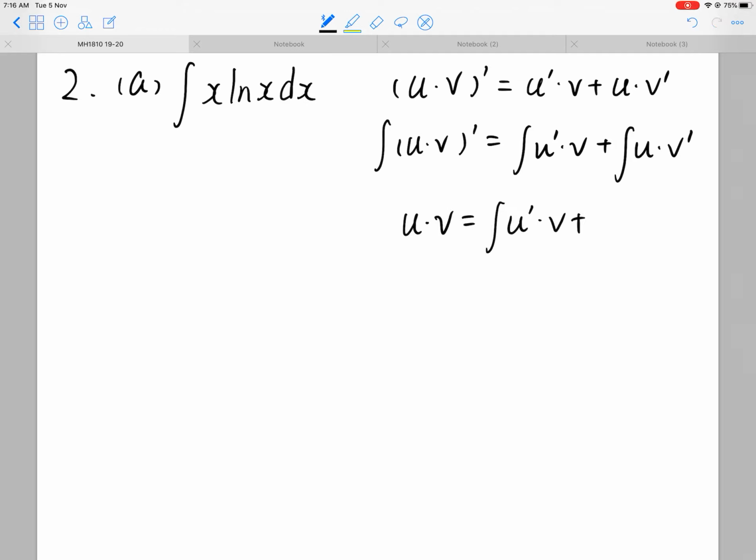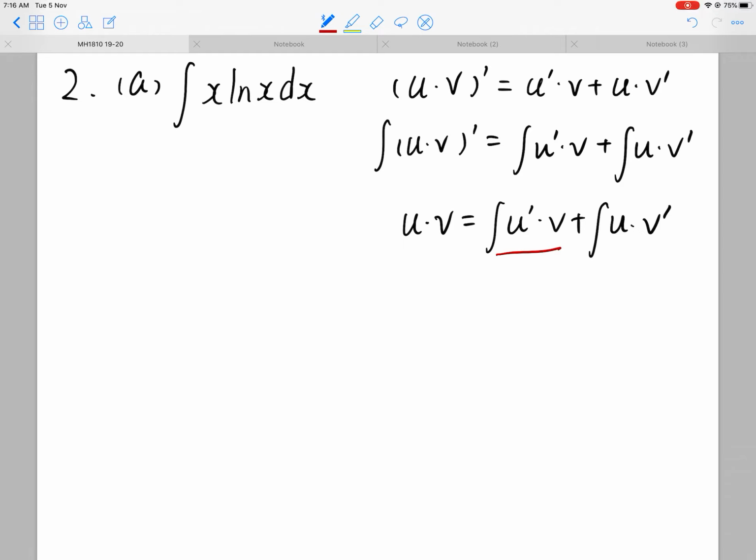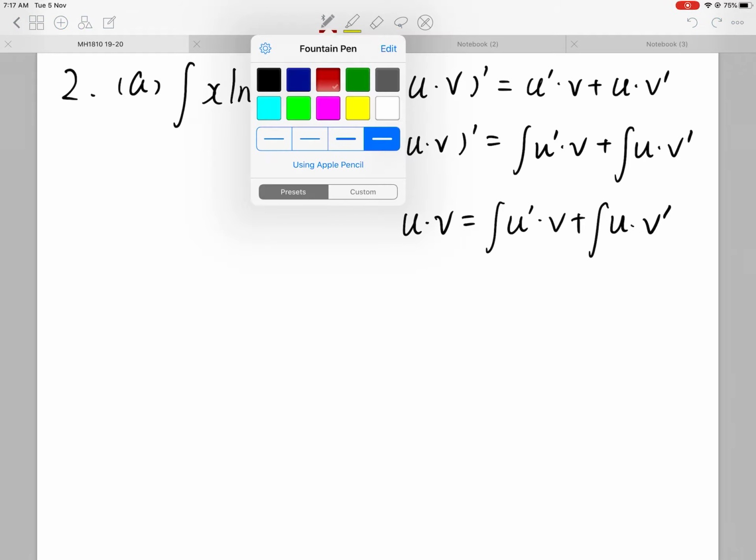And this is your right side. So you can see your right side. If this is hard to integrate, maybe this is easy to integrate, because this is given. So sometimes you can change. Alright, so that's the idea of integration by parts.